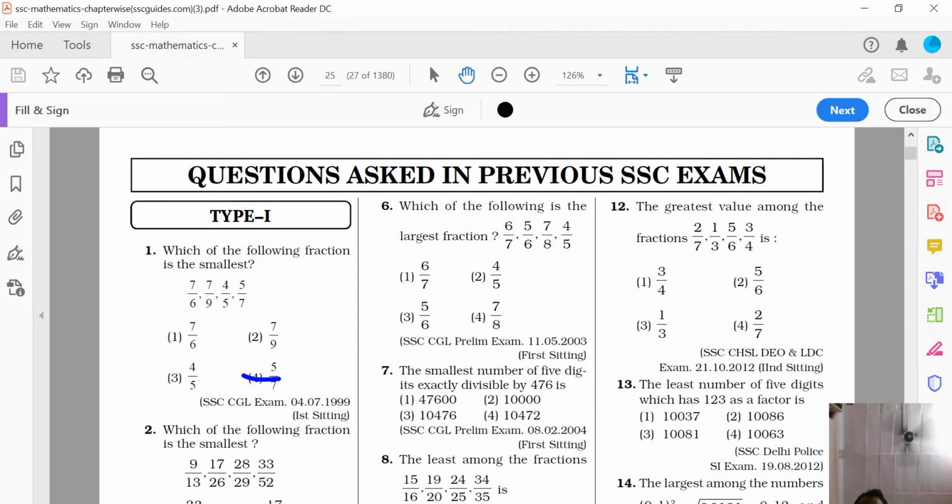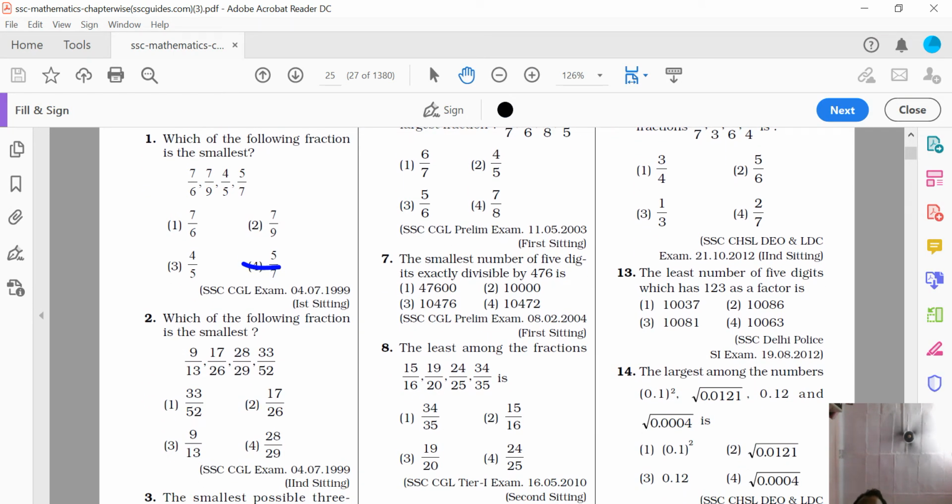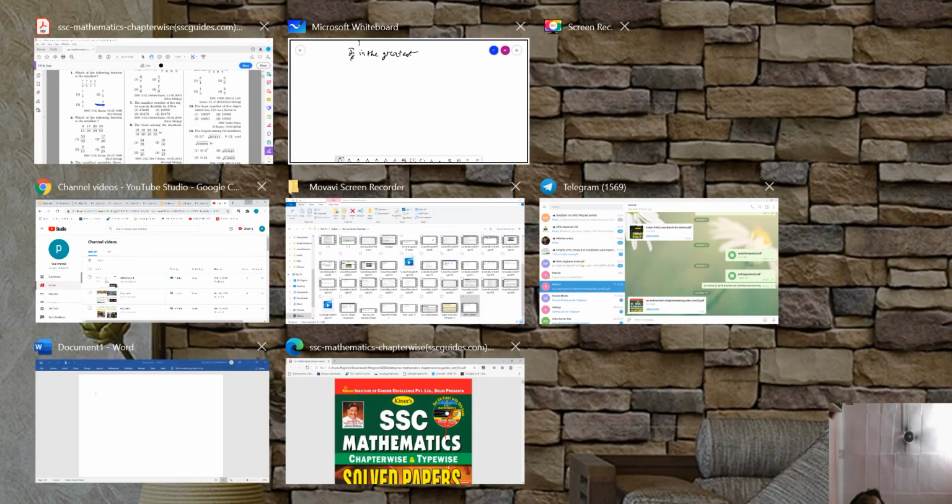Let's take another sum. Let's go to sum number 13. Sum number 13 says: the least number of 5 digits which has 123 as a factor. The options are 10037, 10086, 10081, 10063. Right? So let's go back.